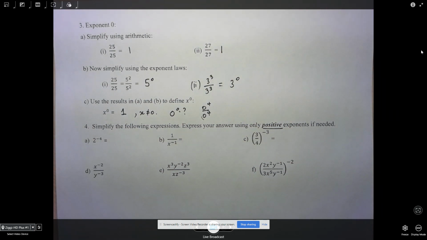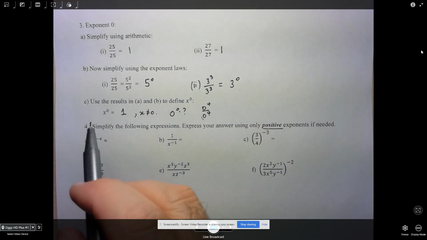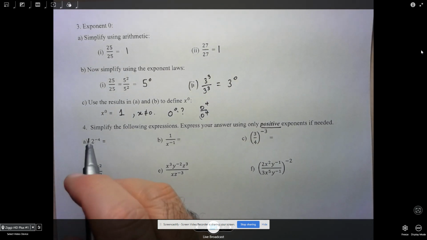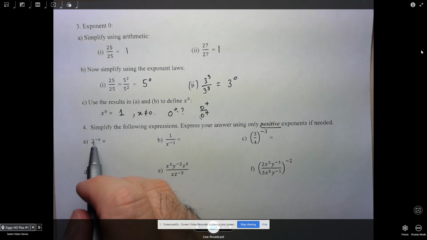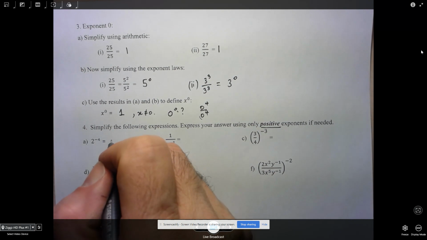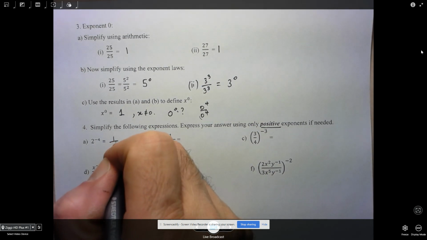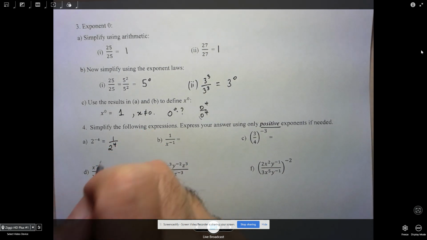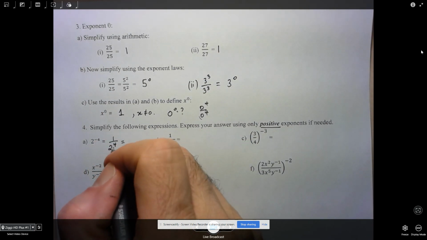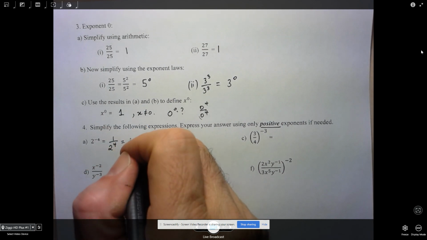All right, we're back. So let's take a look here. I would say this first one's pretty straightforward because this just follows the rule that we had before, that the negative exponent just creates a reciprocal. So this is just going to be equal to 1 over 2 to the positive 4 exponent. Now, of course, because this is a nice small number, 2 to the 4 is just 16.